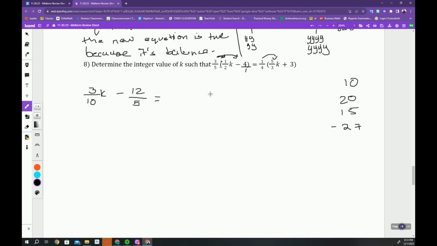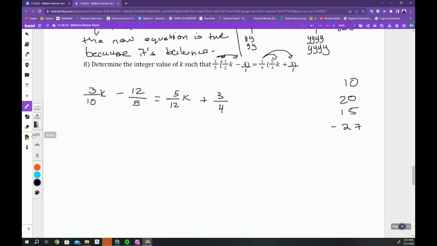1/4 times 5/3 k: 1 times 5 is 5, 4 times 3 is 12, and then we have that k. 1/4 times 3, we're going to put it over 1. 1 times 3 is 3, or positive 3, over 4 times 1 is 4, and this is our new simplified equation. But we can do more.